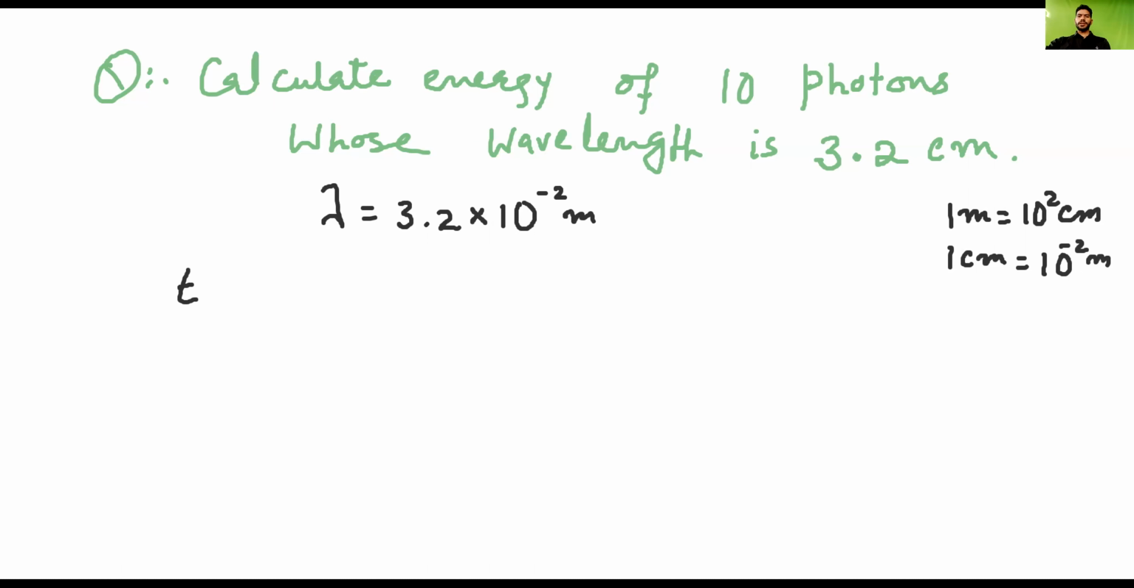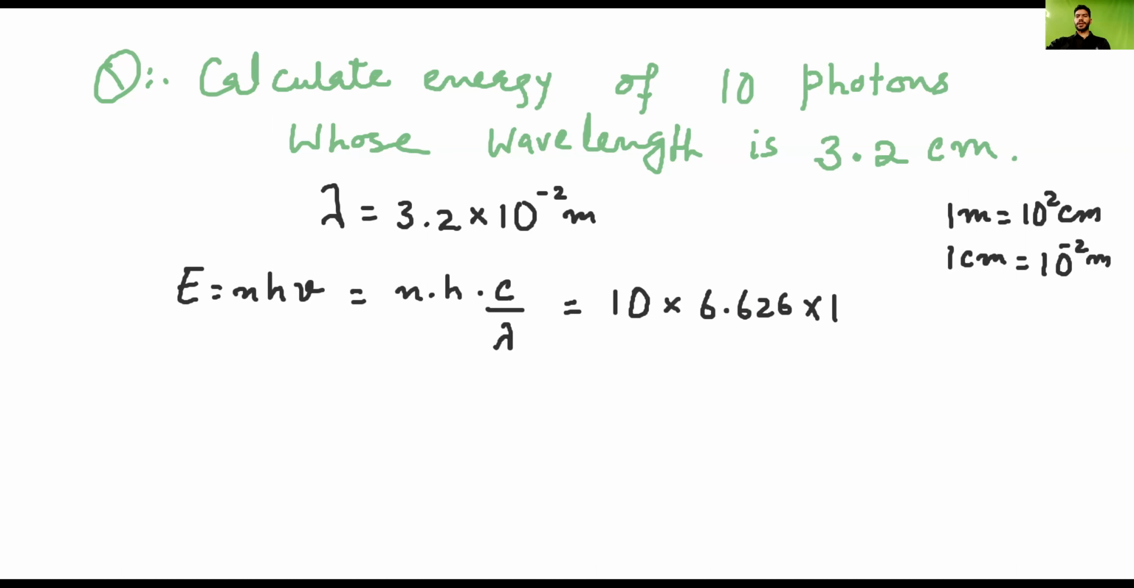Now it is easy to calculate. We know that E is equal to nhν, and we also know that ν is equal to c by λ. So you will write nhc by λ here. So what is n here? n is given, that is the 10 photons. Next is the Planck's constant, that is 6.626 into 10 raised power minus 34 joule second, right? And then what is c? Speed of light, that is 3 into 10 raised power 8 meter per second, right? And then you will just divide it by the wavelength.